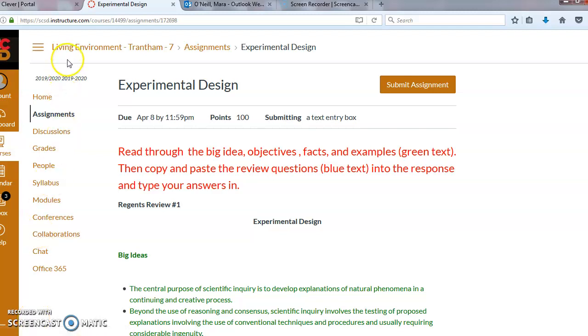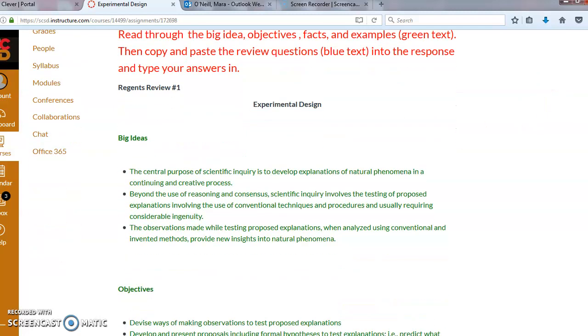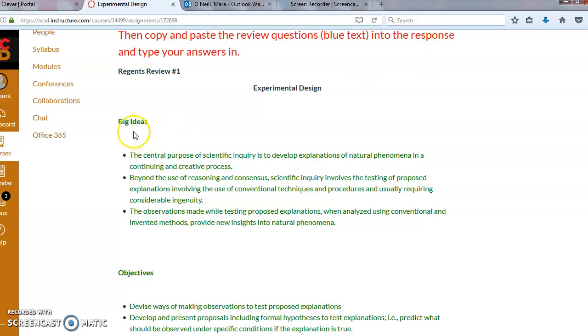So I am in your living environment with Ms. Trantham, and I'm looking at the experimental design assignment. I'm going to read through the big idea, objectives, facts, and examples. That's the green text. And then on a piece of paper, you're going to write your responses to the blue text and then take a picture of it and send it to me, or you can send it to Ms. Trantham.